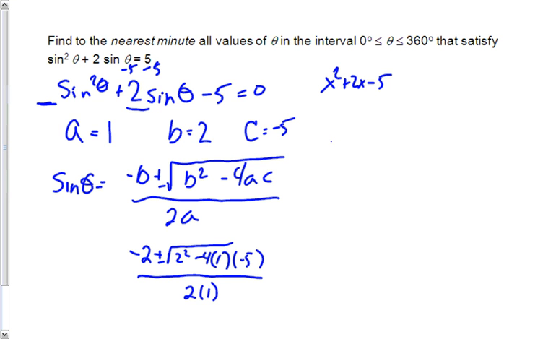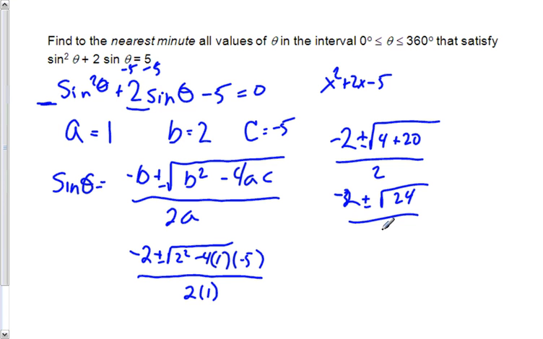Plugging and chugging away. Negative 2 plus or minus the square root of 2 squared is 4 plus 20, all over 2, which is negative 2 plus or minus the square root of 24 all over 2. Let's see if we can break it down. 24 breaks down to 4 times 6. So the square root of 4, I do know, is 2. Negative 2 plus or minus 2 square root of 6 all over 2.